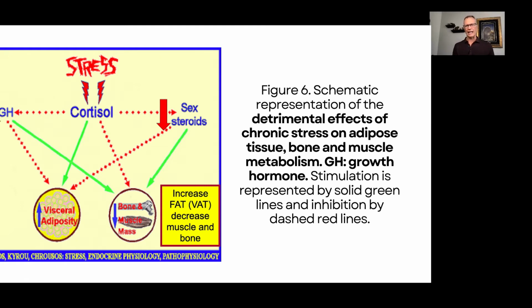When cortisol is high, growth hormone, which is repair and muscle and fat loss and things like that, declines. Sex steroids decline. Remember, you're either making stress hormones or sex hormones. And what do we see? People gain visceral adipose tissue. That means they get a big belly, they become progressively inflamed, and they will break down muscle and bone.